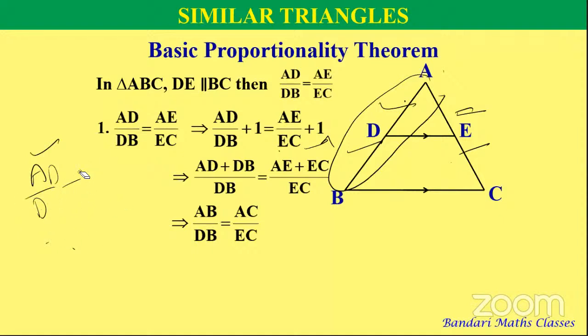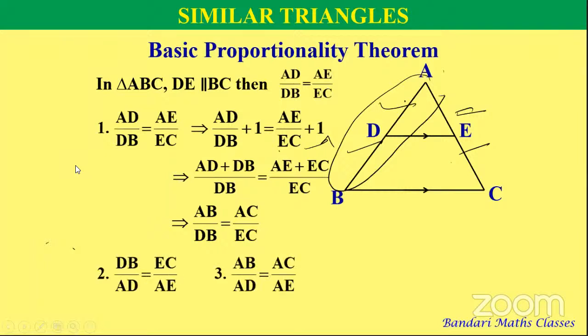Now switch over to the converse of the basic proportionality theorem. Yesterday I explained what is meant by converse. 1 rupee is equal to 100 paise. This is a statement. Its converse is 100 paise is equal to 1 rupee. That is called the converse. Now, DB by AD is equal to EC by AE.